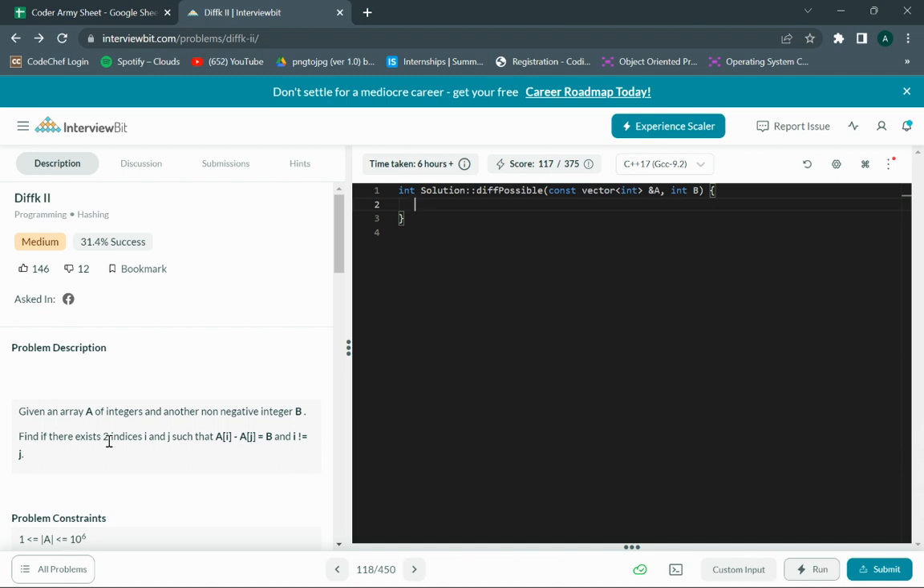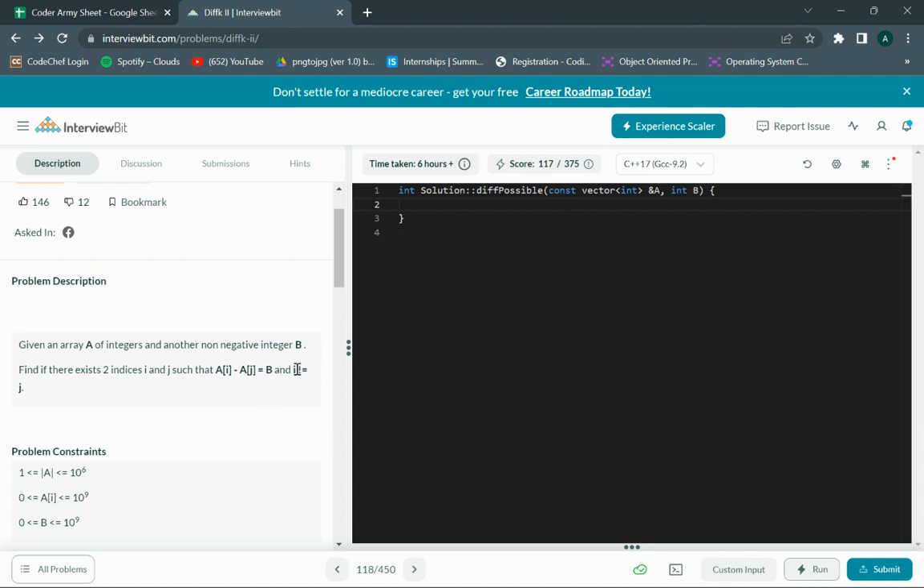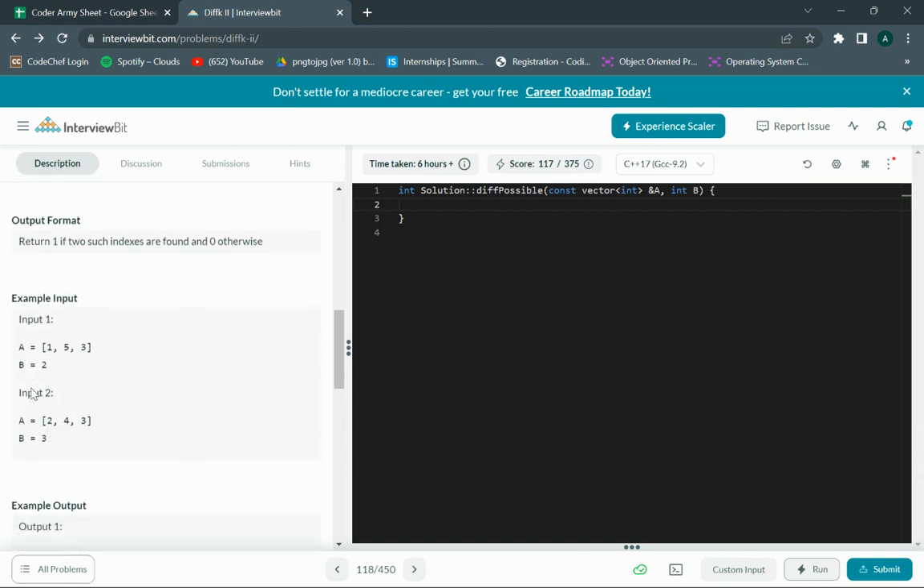Given an array A of integers and another non-negative integer B, find if there exist two indices i and j such that A[i] - A[j] equals B and i is not equal to j. Okay, so this is a very important condition: i is not equal to j.